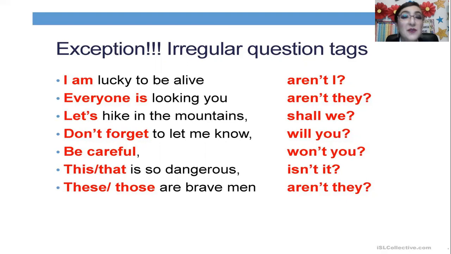Let me tell you that you are going to be learning each one of these exceptions. And you are going to have the reason for each exception. We already know the first one, no? I am lucky to be alive. I cannot say I'm not I. That doesn't exist. As that contraction doesn't exist, I need to look for another contraction. Maybe I can say, isn't I? What do you think? No, that doesn't sound so good, right?